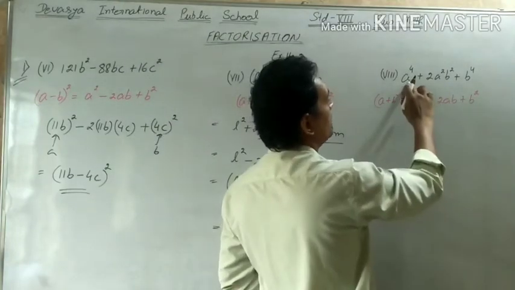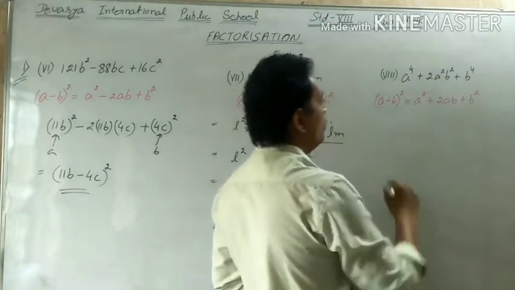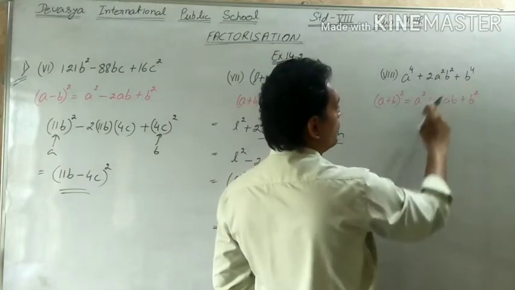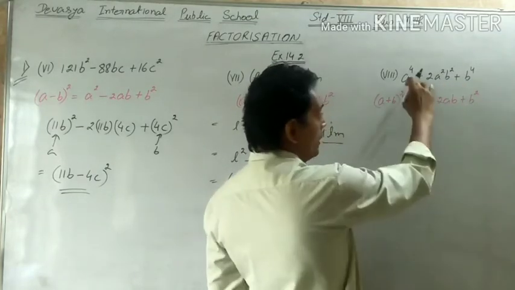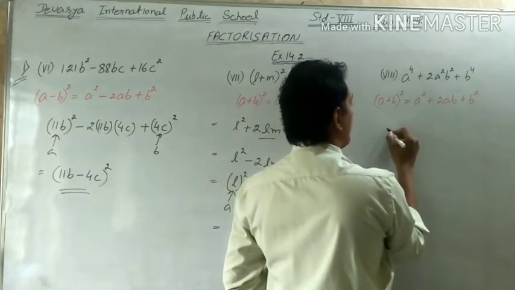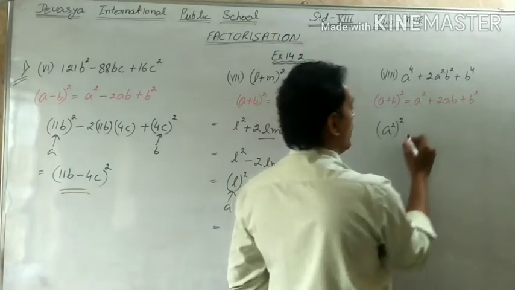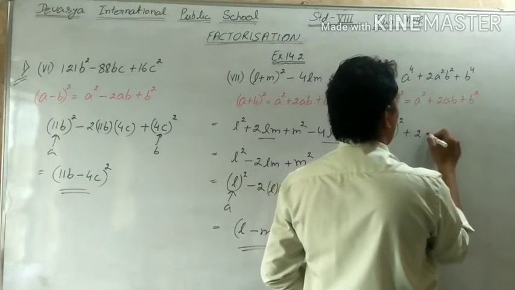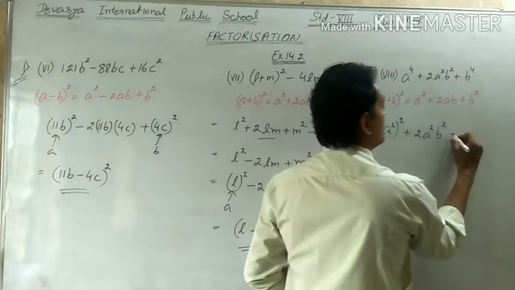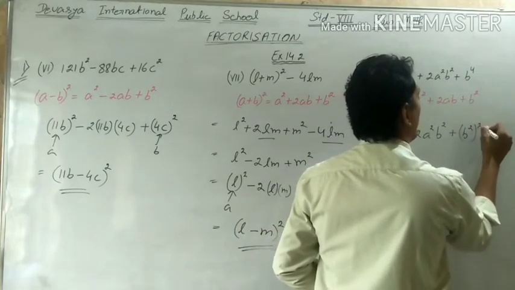Now here, as you can see, this is a raised to 4 plus 2a square b square plus b raised to 4. So we need to use this formula (a plus b) whole square, because everywhere there is plus. So a square plus 2ab plus b square. We need to modify this one. Let's write this expression once again. a raised to 4 can be written as (a square) whole square plus 2 into a square b square. And the last term, that is b raised to 4, can be written as (b square) whole square.